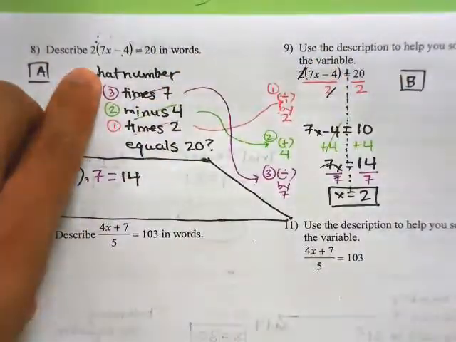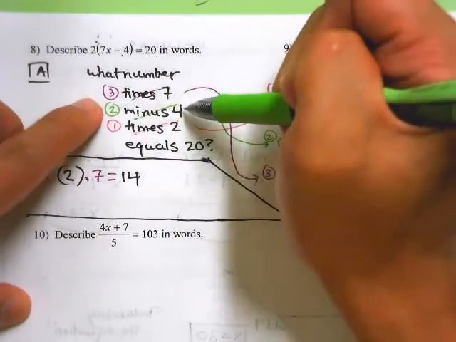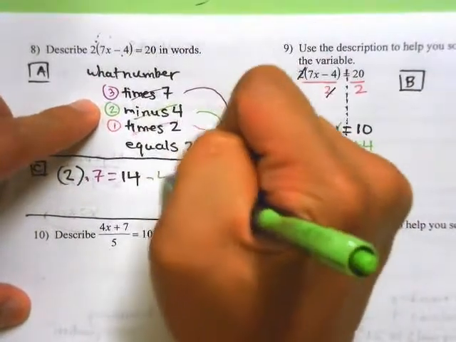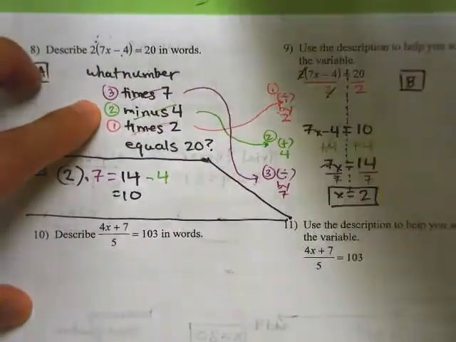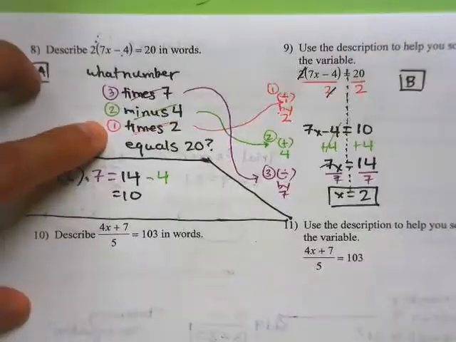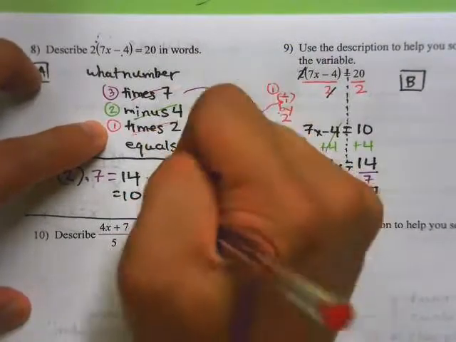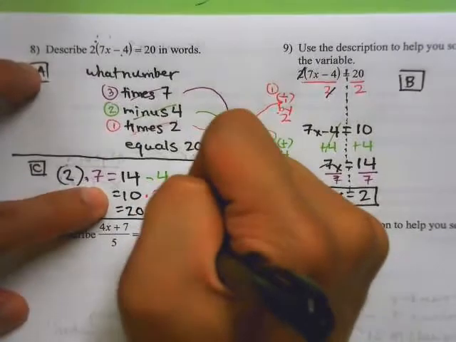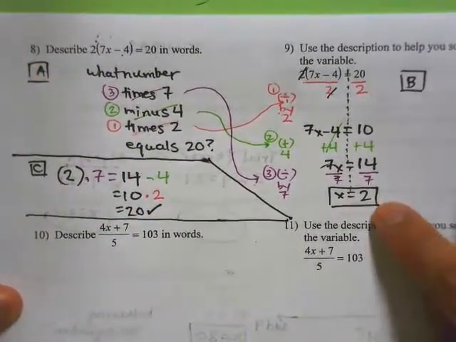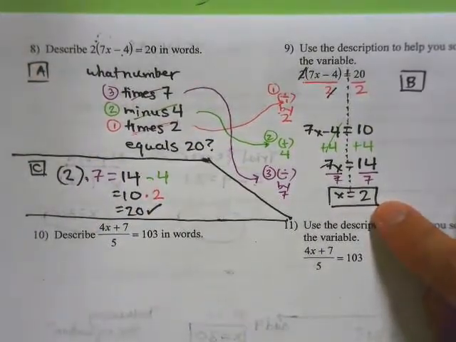So now go forwards. What number times 7? We did that. Then minus 4. Let's minus 4. That equals 10. And then last, we times that by 2. Is that going to give us the 20 that we want? Absolutely. So we solve for the variable: x has got to be 2.